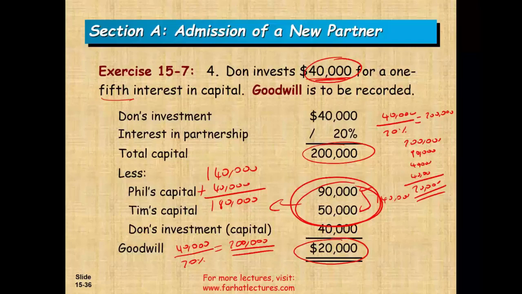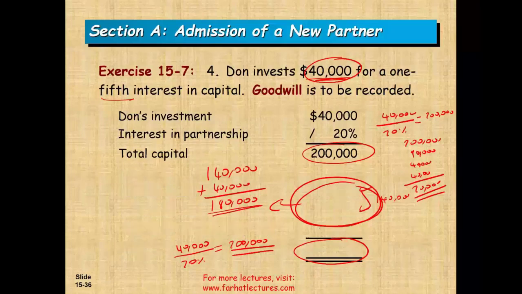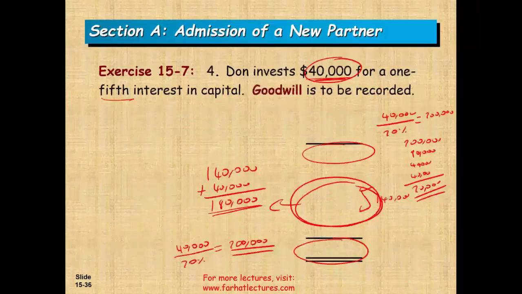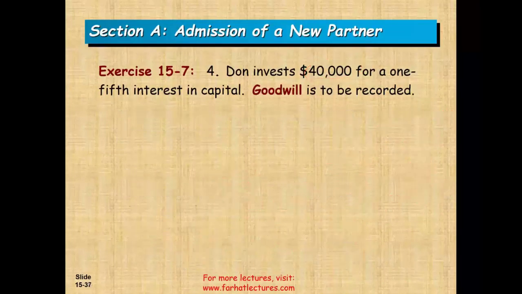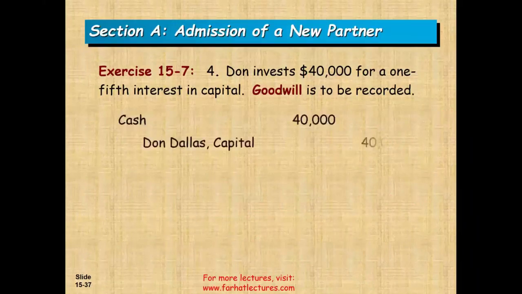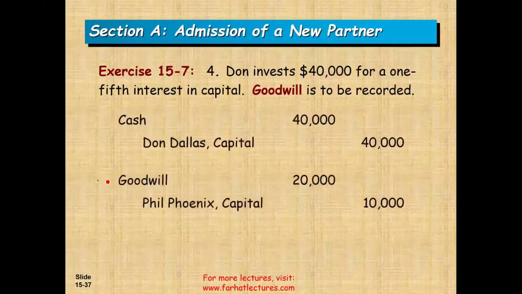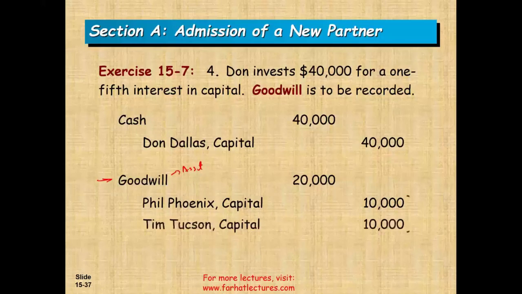The partnership is worth more than 180. The partnership actually is worth $200,000. So as a result, because the partnership is worth more, and we know this because somebody was willing to invest with us, we're going to record an asset called Goodwill, and we are going to increase the existing partners' capital balances by $10,000.